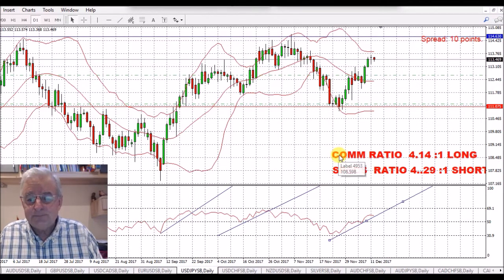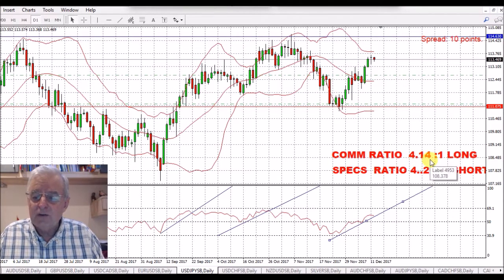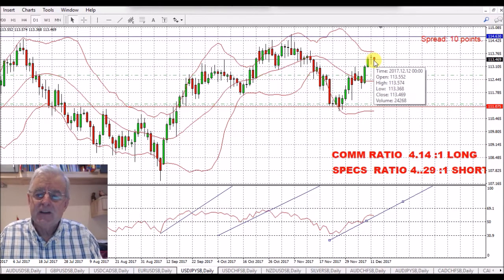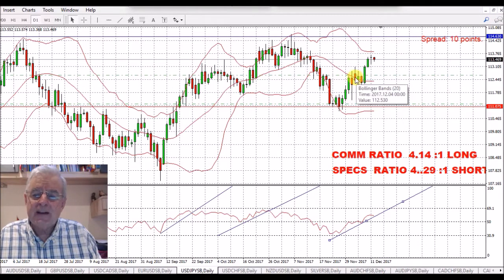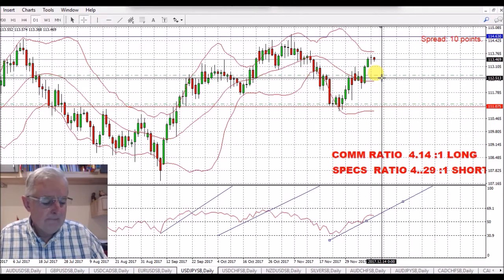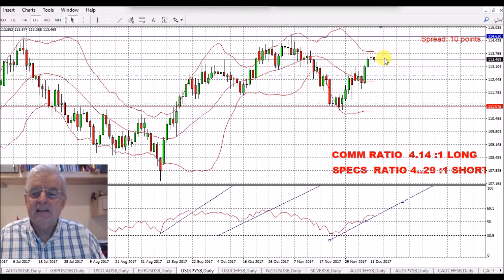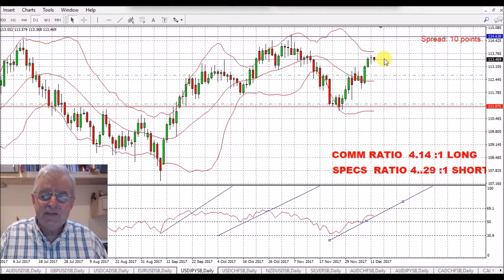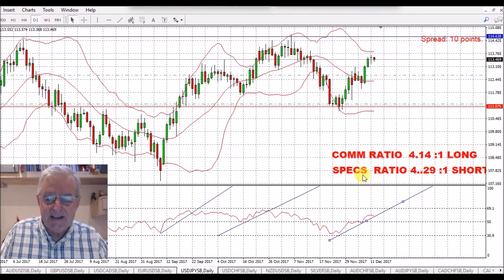USD JPY, we've got a commercials ratio which has been reduced long for the Japanese yen of 4.14. We've seen quite a big move up. So this was about Tuesday when they were 4.4 long the Japanese yen. We've actually gone up, I think it's about 100 pips, is it? Yeah, it's about 100 pips. So I'd expect them to be even more bearish for the pair, long for the Japanese yen.